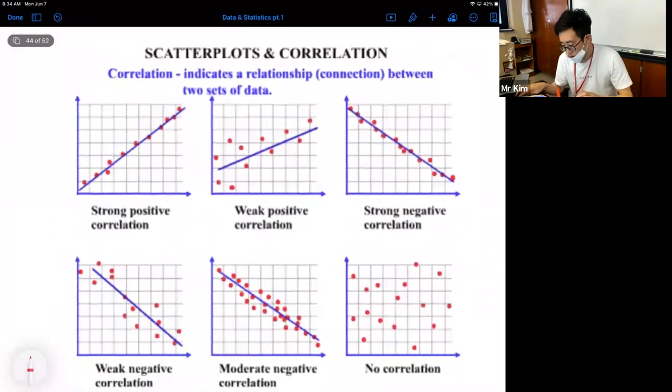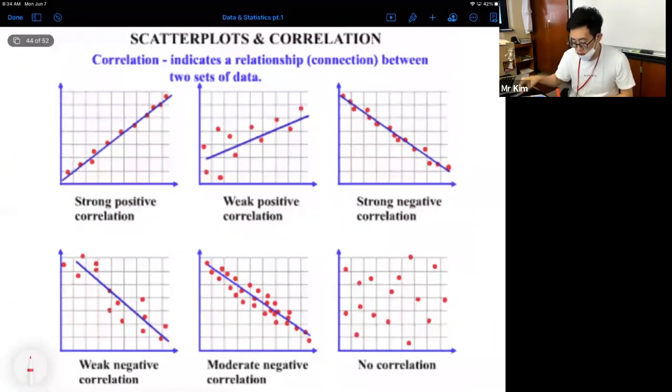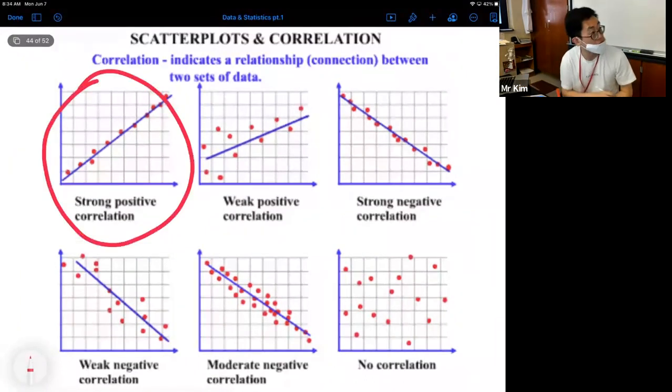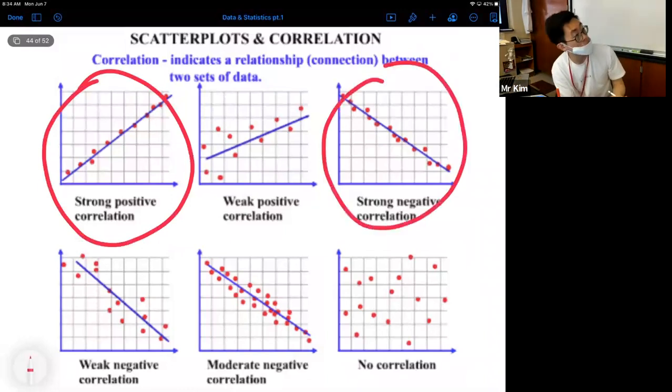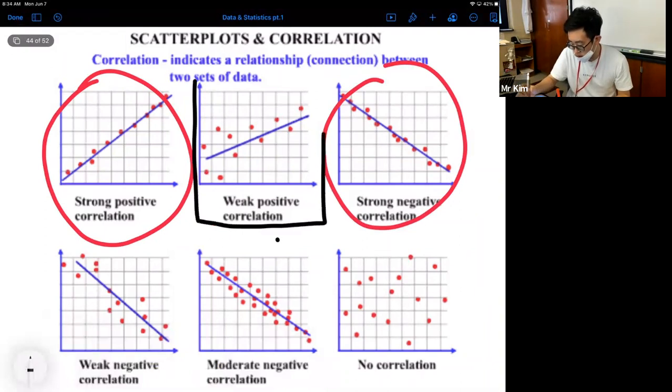Okay, so this kind of sums up what I wanted to talk to you about today. We have talked about the strong positive correlation, where the dots are really close to the line, as well as a strong negative correlation. The dots are also very close to the line. The one that we really haven't talked about is the weak positive correlation.